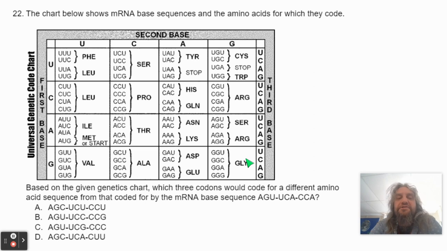Number 22, the chart below shows the mRNA base sequences and the amino acids for which they code. Based on this given genetics chart, which three codons would code for a different amino acid sequence than that coded for by the mRNA base sequence AGU, UCA, CCA? Is it A, AGC, UCU, CCU, B, AGU, UCC, CCG, C, AGU, UCG, CCC, or D, AGC, UCA, CUU?